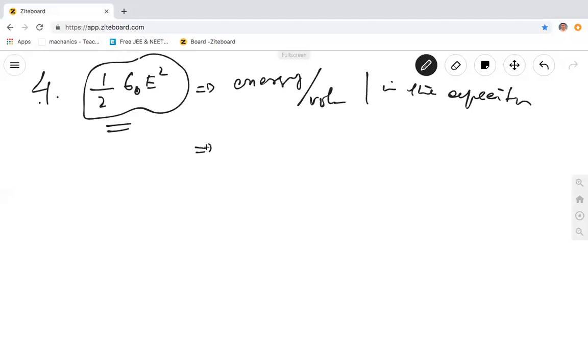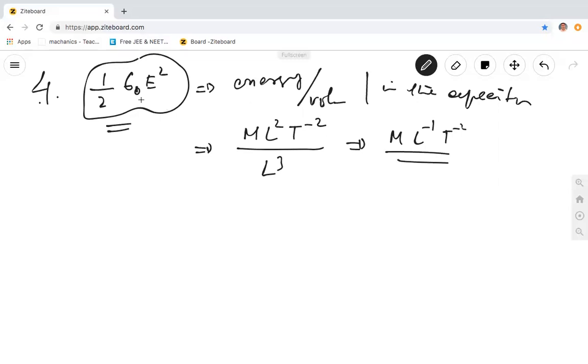Then what should we do? This energy is M L2 T minus 2, as we already know, and volume is L cube. That is just equal to M L minus 1 T minus 2. If you can remember that this is energy per unit volume, you just write energy per unit volume and get the dimensions. If you can't remember it like that, then you have to substitute for epsilon 0 and electric field. For that, you have to separately find the epsilon 0 dimensions and electric field dimensions. We can do that in a moment.